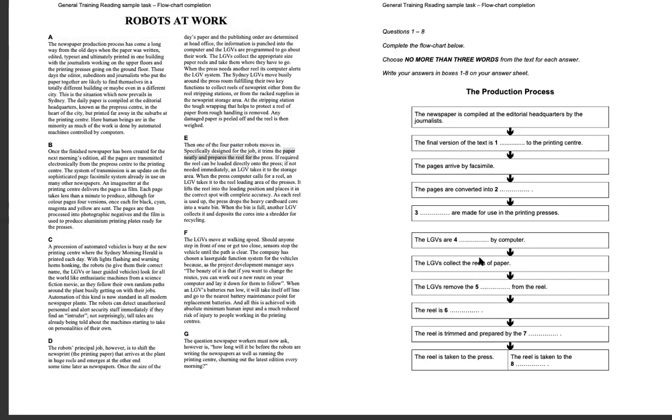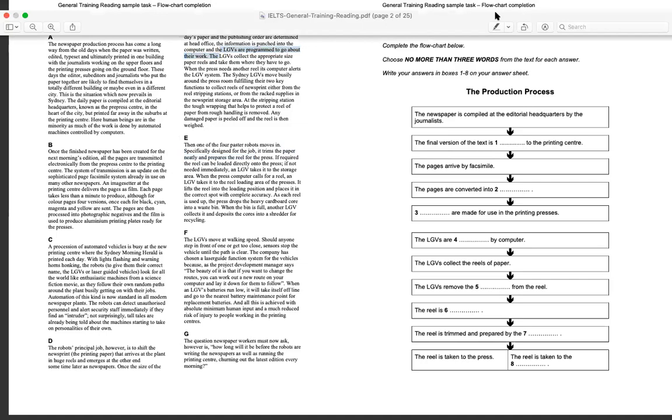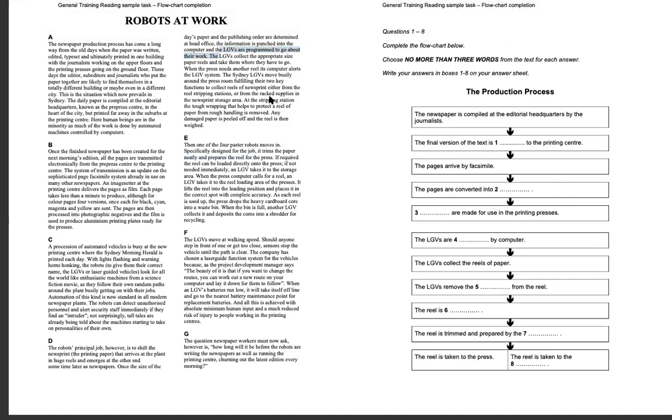We missed the fourth one. The LGVs are dash by computer. So again, we are looking for a verb. Here's where LGVs are... they're programmed. But where is the computer? Once the size of the reels is determined, the information is punched into the computer and LGVs are programmed to go about their work. So the computer is programming the LGVs.